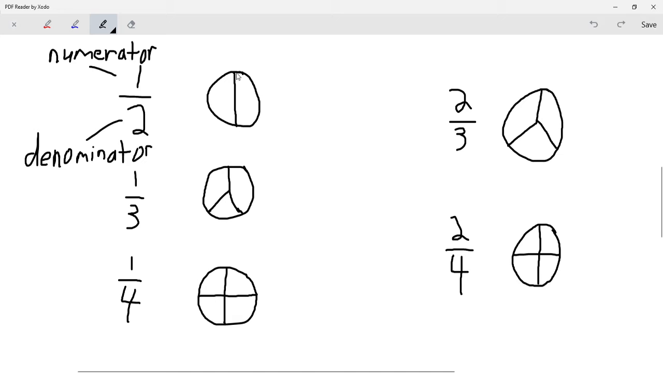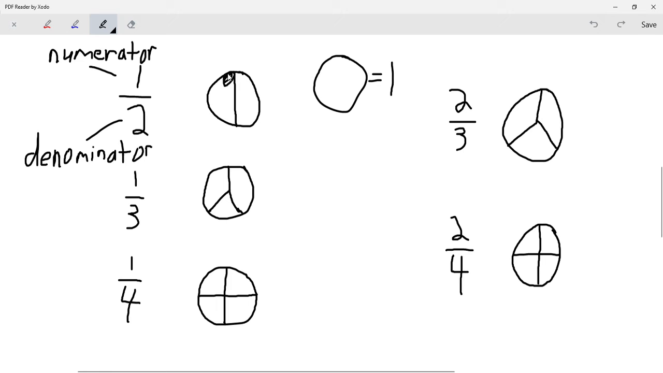So this circle represents the whole. It represents 1, okay? So the circle equals 1, a whole. It equals the number 1, right? And then the denominator is how many equal pieces. They have to be equal or it's not a fraction. So they are equal pieces that you split the whole into. And the numerator is how many of those pieces you're representing, right?